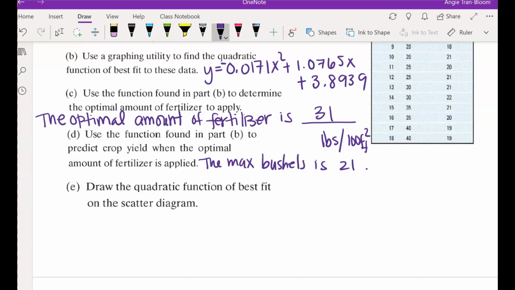Okay. And then just sketch that out. Again, I don't need an exact sketch. Just label your x-axis. What's your x-axis? Fertilizer. Y-axis will be your bushels. And I think it went like that.